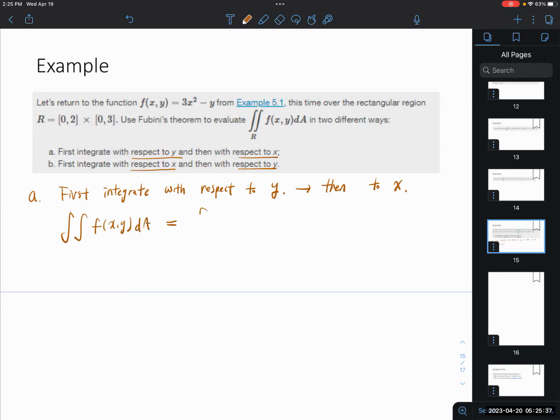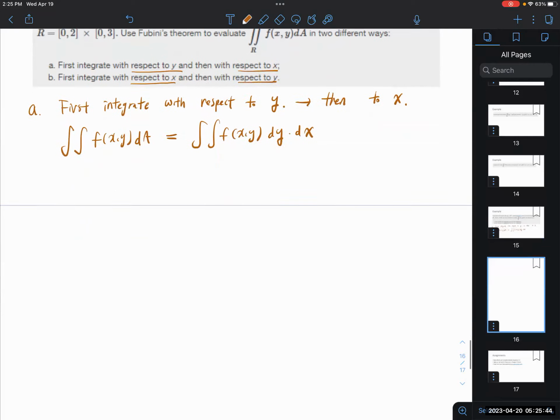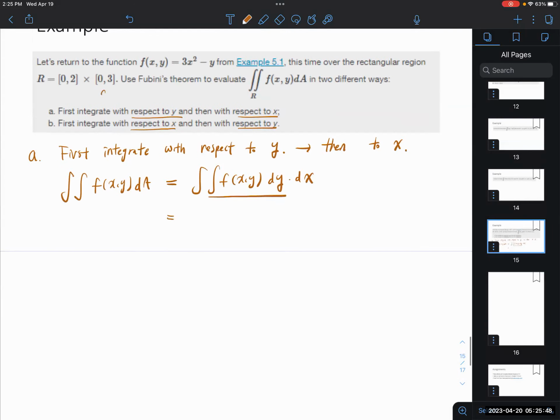So they want you to do first what? dy first and dx later. So if I'm plugging in, this one should be the dy integral. This is the y integral. This is the x integral. So we have x outside, 0 to 2, 0 to 3, f x y, a given function, 3x squared minus y, and then dy and dx.